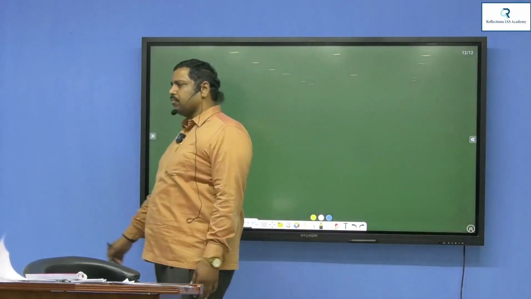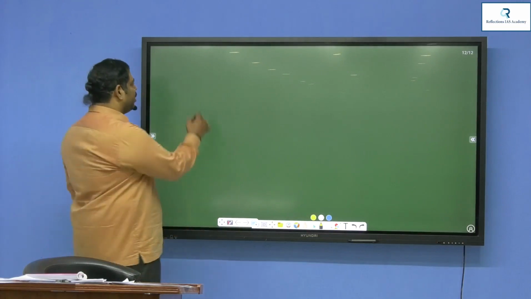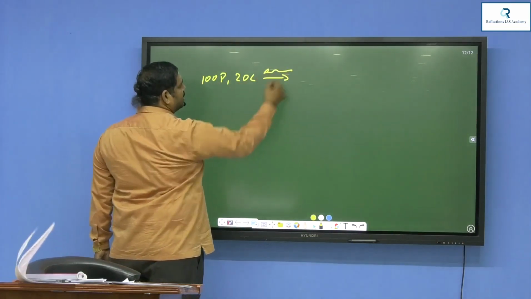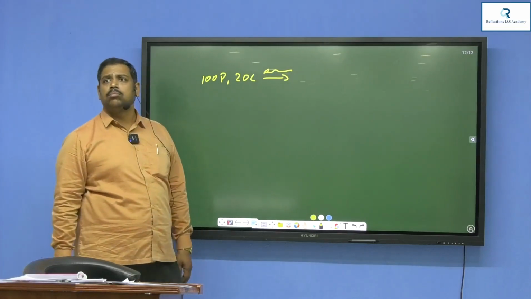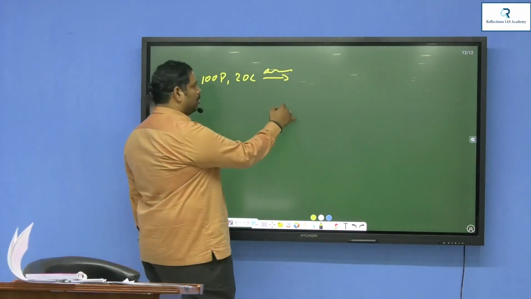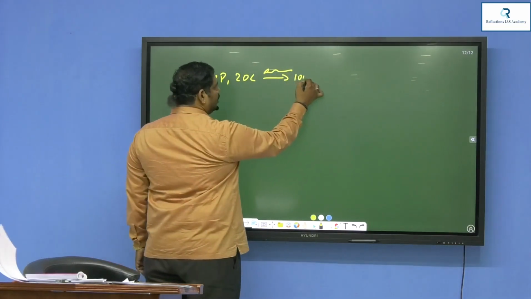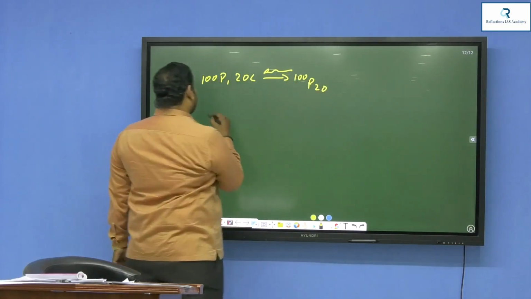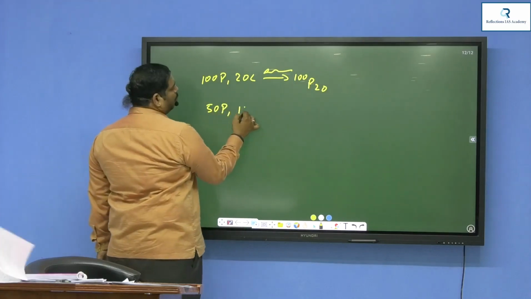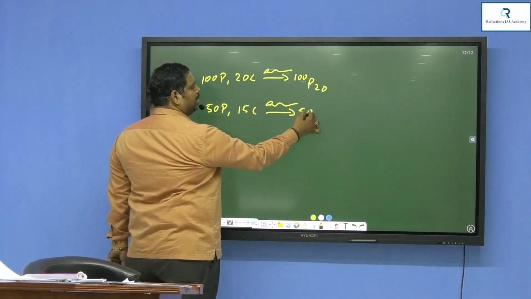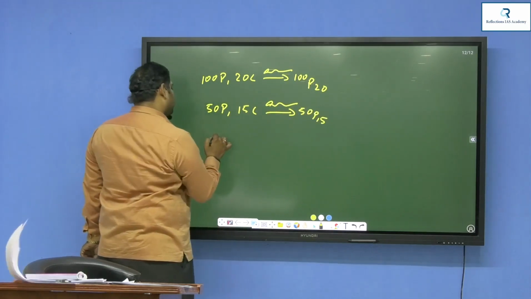Now I am asking you, 100 persons came to my home, we have 20 chairs in my home. How many ways can I arrange them? Say loudly. All of you. 100P20. Superb. Sir, I have 50 persons who came to my home. I have only 15 chairs at my home. How many ways can I arrange? 50P15.